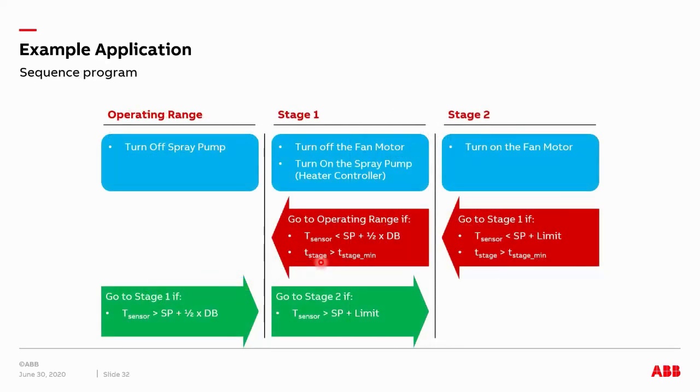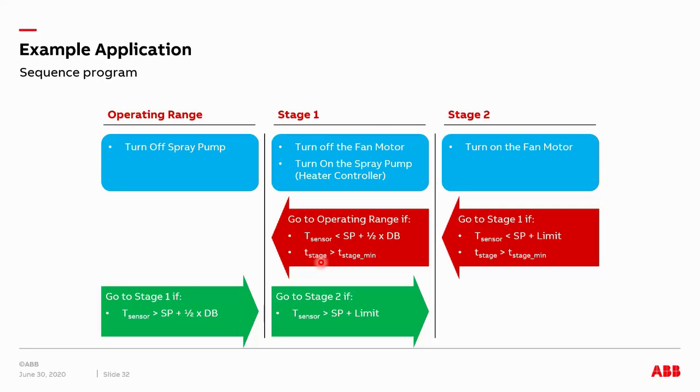Let's look at the sequence programming a little bit. We got to break this into the couple stages, the operating range, how we want this to work. So the blues are telling us what I should be doing in each one of those ranges. So in the operating range, I don't want the spray pump on. I only want to go to stage 1 if the temperature sensor is greater than the set point plus half of that deadband that we already talked about.